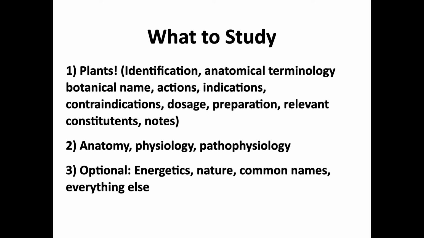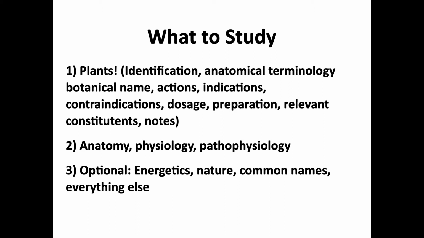Obviously the plants. The three most important things to memorize about a plant are its identification, like knowing that you have the right plant, its botanical name, the Latin name, that's the universal name of the plant, and the contraindications, when not to use it. Those are the things I would study first. But in general, you want to study the identification, knowing what the plant is, what it looks like, so you know you have it down pat.